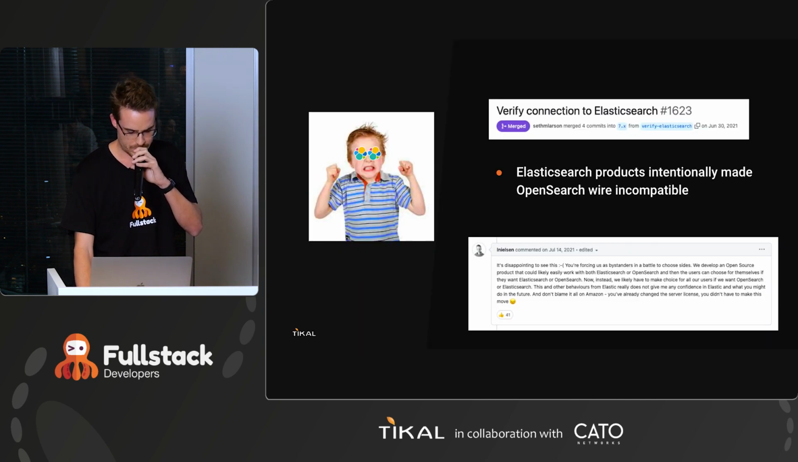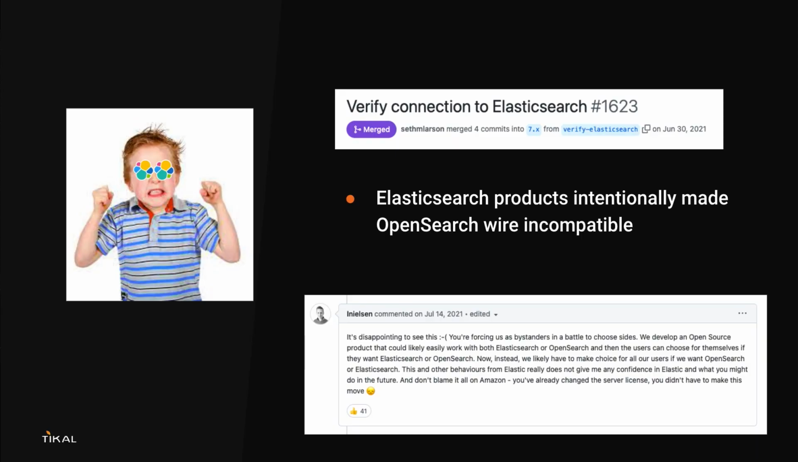Then what happened? Elasticsearch got more upset because Opensearch was not going away. Their SaaS offering was not going away. So they made all their products wire compatible, and the open source community got a bit upset. Amazon also had to fork all the client libraries in order to make it work with Opensearch, and Elasticsearch got hardwired into their client libraries.